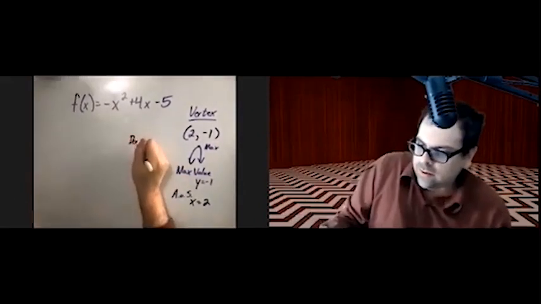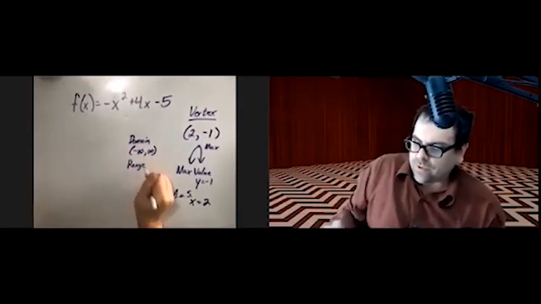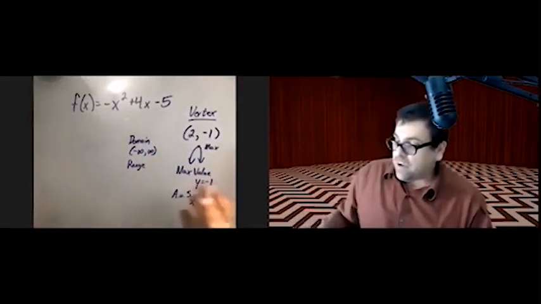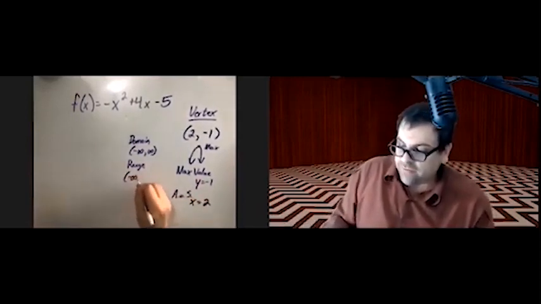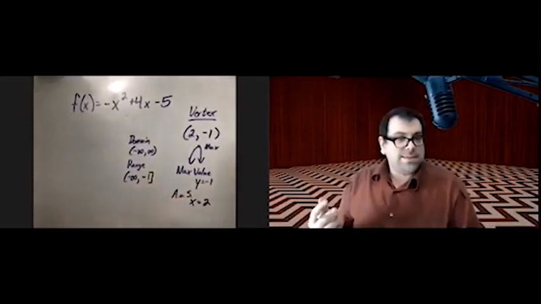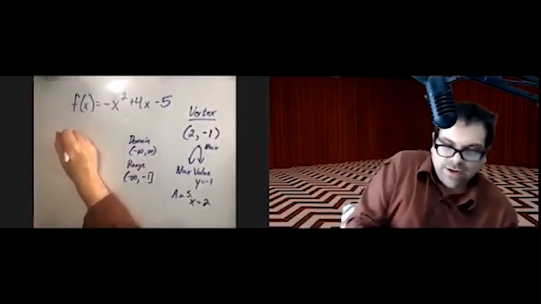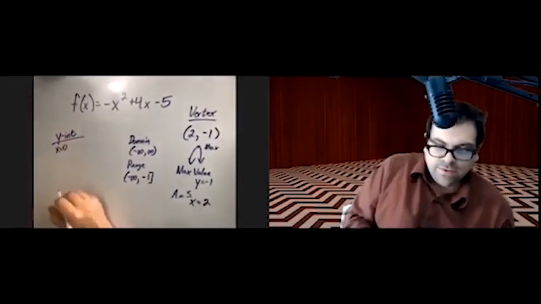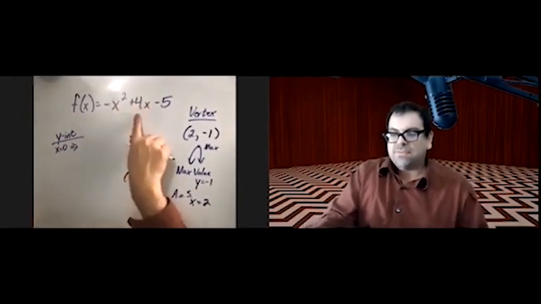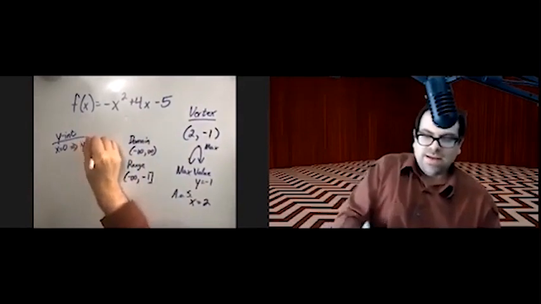Domain, well, it's a parabola. All parabolas have a domain of all real numbers. The range comes from the maximum value or the minimum value, but in this case, a max. There is no minimum, it goes down forever, negative infinity on the y, but a max value up to and including negative 1. What are we missing? X and Y intercepts. Easy one is the Y intercept, because that's when X is 0. When X is 0, we plug in 0 for X. That disappears, that disappears. 0 plus 0 minus 5. The Y is going to be negative 5.